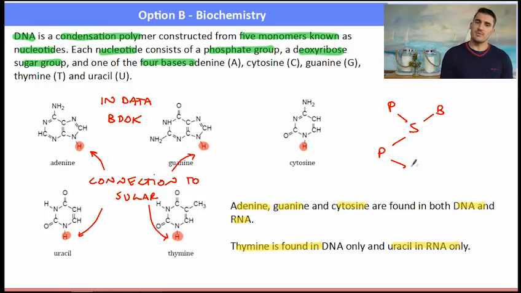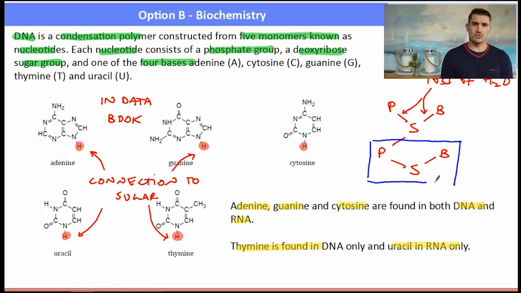The easiest way to remember about a nucleotide in DNA is phosphate, sugar, base. Phosphate, sugar, base. And each of these connections is a covalent bond where we have eliminated a water molecule. That's why it's referred to as condensation polymerization.